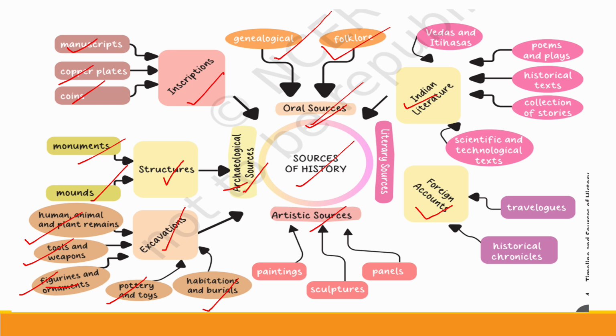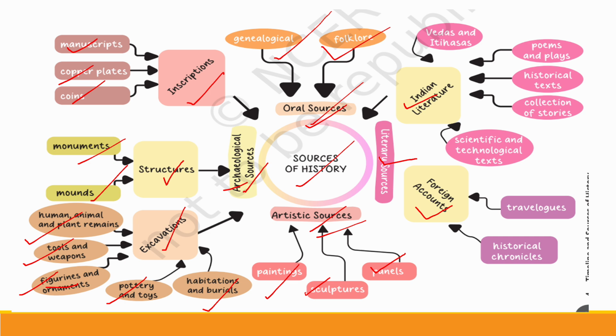Then we have artistic sources, like paintings, sculptures, panels, etc. Sculpture is the art of creating three-dimensional forms like statues made from a variety of materials like stone, metal, wood, etc. Then panels. Panels refer to the flat, rectangular surfaces that are used to support a painting or other artwork. They are called panels. Then we have some learning sources or literature sources like Indian literature, then foreign accounts, etc.